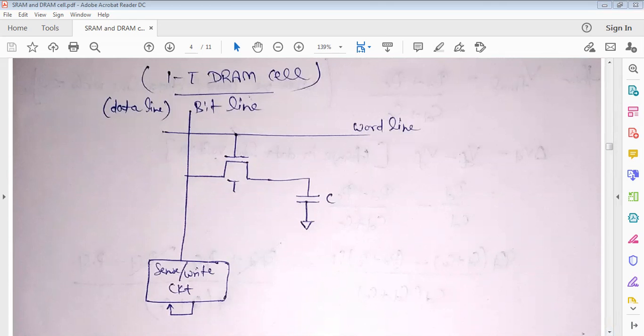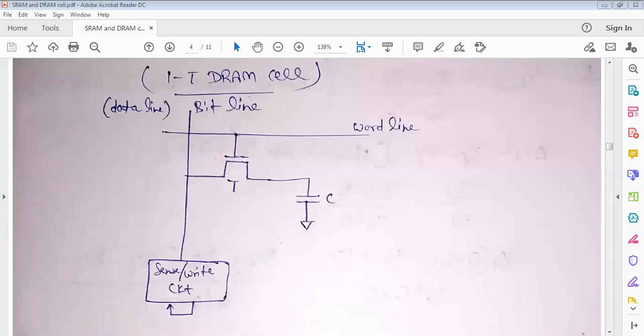So let us consider the write operation first. If you want to write 1, in the bit line you provide a 1 signal here, and the word line is given 1. So this transistor will be on, so this high voltage will appear here and the capacitor will be charged, which is analogous to writing logic 1. So this is how we can write logic 1 here.